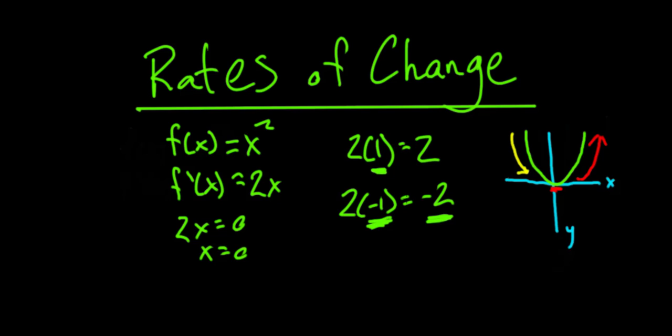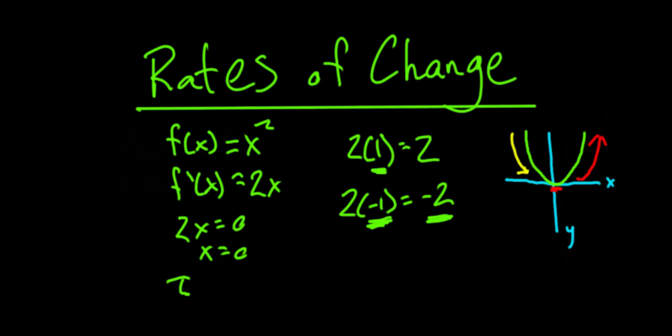Therefore, our function will be decreasing. And on the interval from 0 to positive infinity, we're always going to get a positive slope. So our function is always going to be increasing. So here's what we like to do, right? If we're asked that question, where's the function increasing and decreasing?